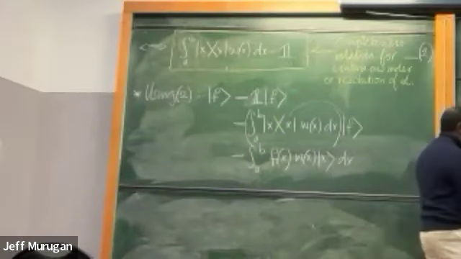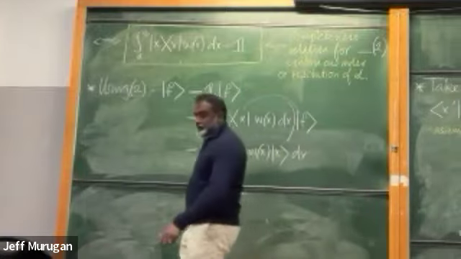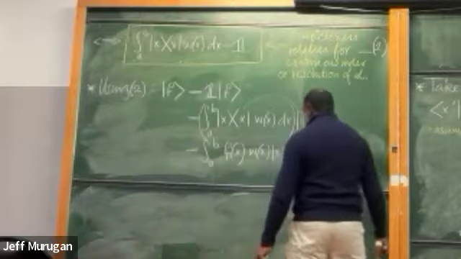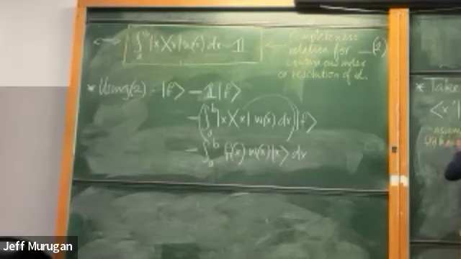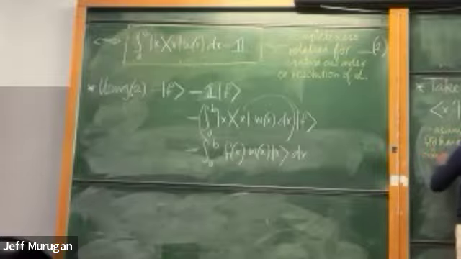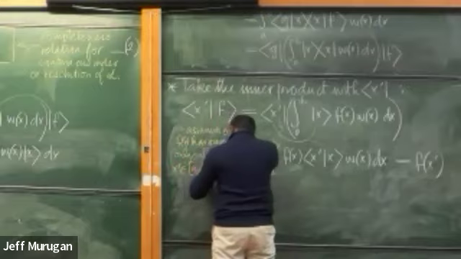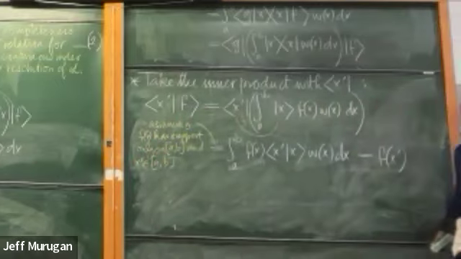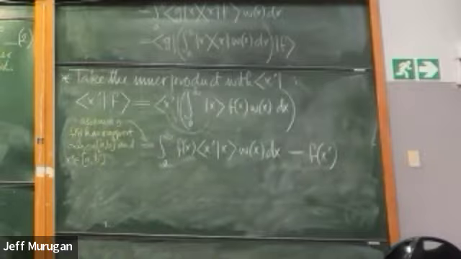Here I'm assuming that F of X has support only on the interval from A to B, and that X prime is in the same interval from A to B. That just makes things clear for me to work with.